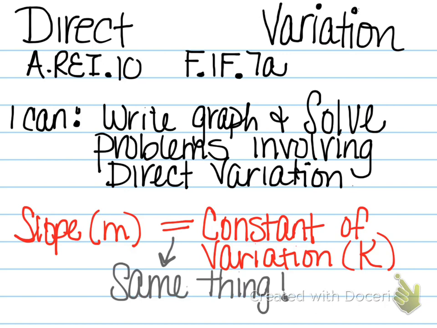But basically, direct variation just means that two values, like an x and a y value on a graph, change at the same exact rate. So, for instance, if you double x, then y will also double. If you triple x, then y will also triple. So the ratio of the change is always the same, okay?